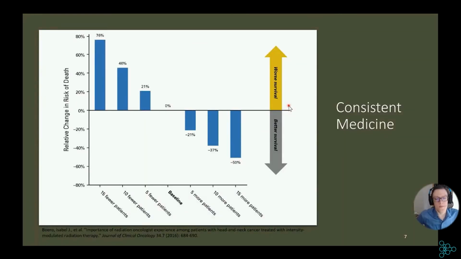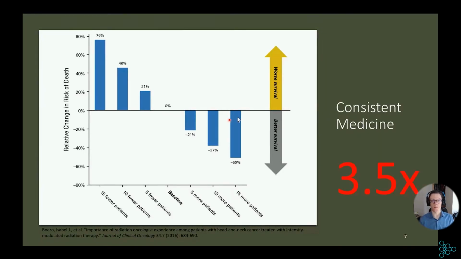So there's been lots of studies, and I'll highlight a particular one here, that actually shows some of the issues with this. And the main issue is that because of this iterative high workload, it requires a lot of experience. Here we see an example in head and neck cancer where we have a baseline population. These are patients who are seen by a doctor that sees an average number of patients per year. And on the left, we see the result of a patient seen by a doctor that's seen 15 fewer patients per year on average. They have a 76% increased risk chance of death, versus a patient who sees a doctor that has seen 15 more patients per year has a 50% decreased risk of death.